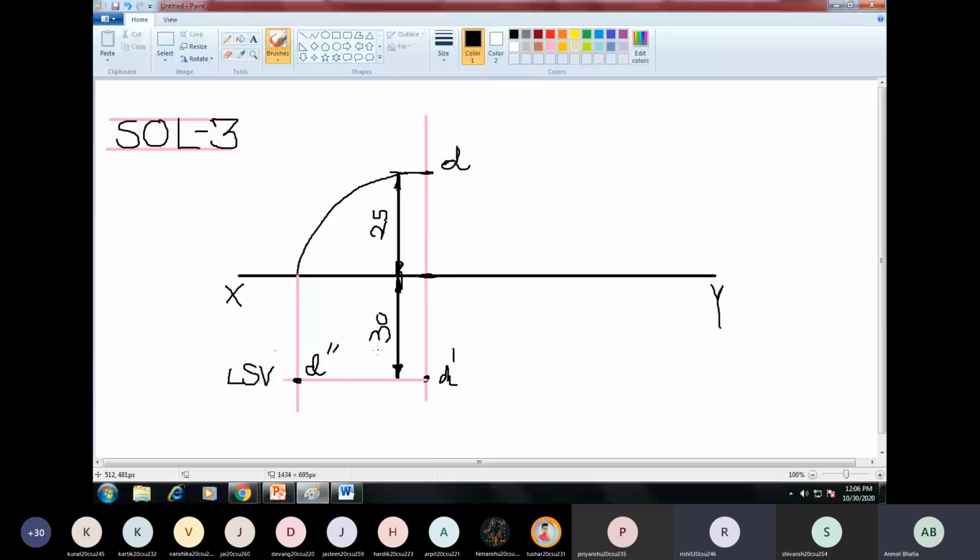But these lines which I have drawn with pink color should be light. Rather, the arc should also be light. The only thing which is dark is the point. This point should be dark. This point should also be dark. This point should also be dark. So these three things would appear dark, and these letters and dimension line would appear dark. Rest of the things would appear light.